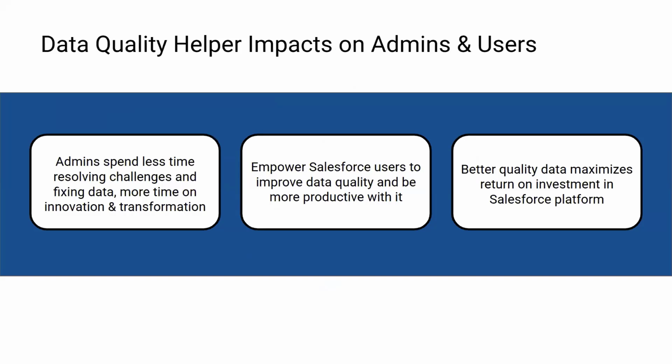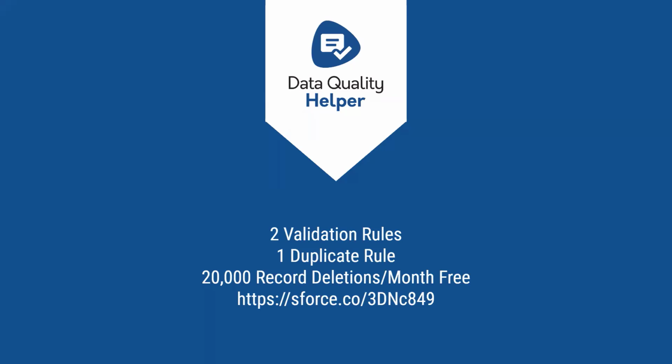Data Quality Helper impacts on admins and users. Admins spend less time resolving challenges and fixing data, and more time on innovation and transformation. Empower Salesforce users to improve data quality and be more productive with it, and better data quality maximizes return on investment in the Salesforce platform. Create 2 validation rules, a duplication rule, and delete up to 20,000 records per month for free.